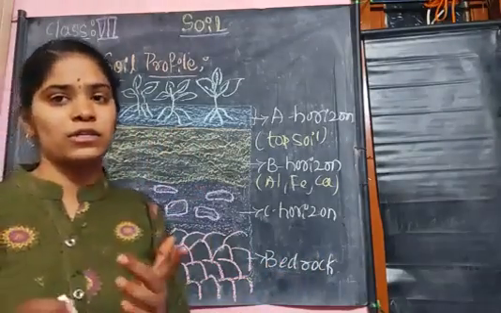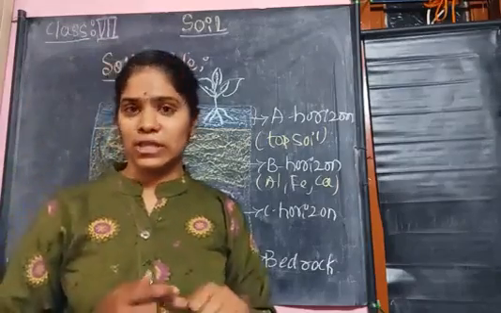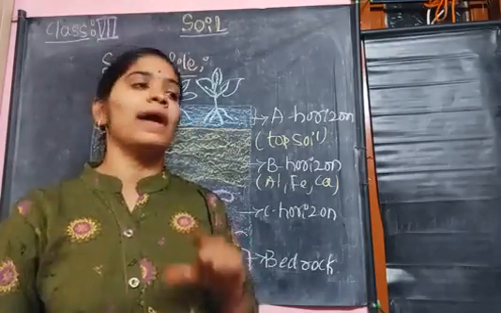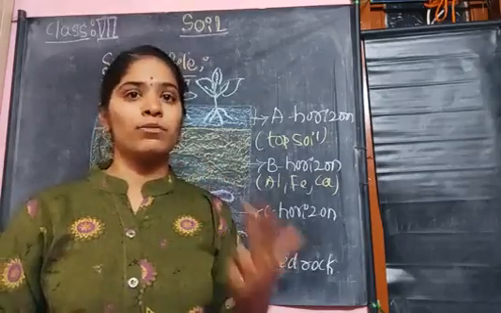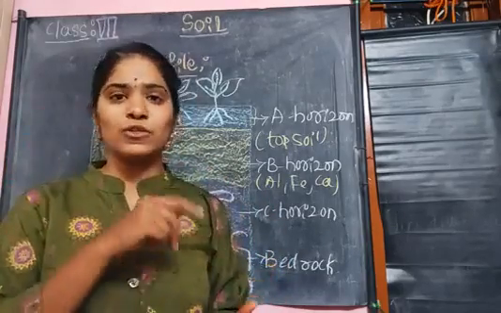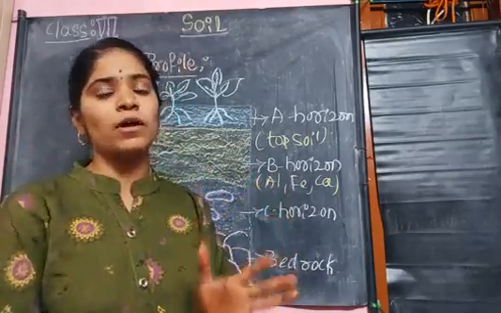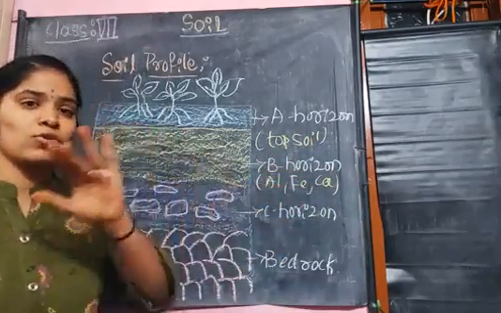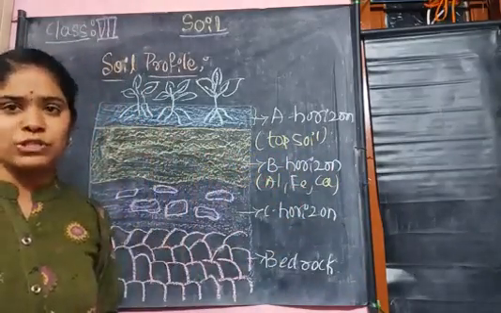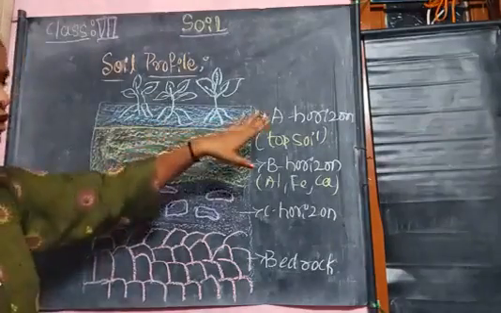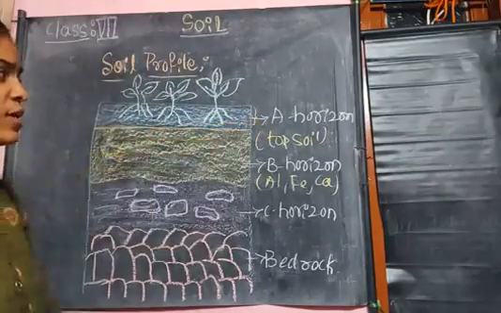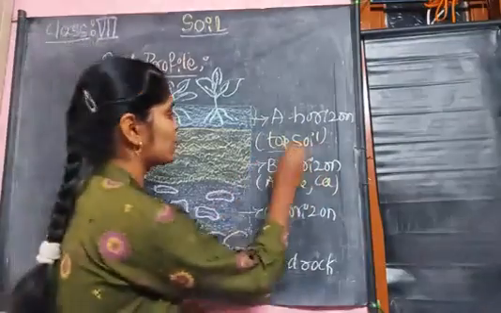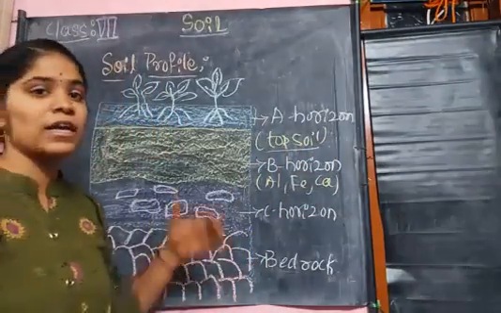They differ in texture, meaning the structure of the atoms and molecules in the soil, then the color, the chemical composition, and how much depth they are present. Totally, they are called horizons. The first one is the A horizon. This is the topmost soil, generally referred to as topsoil.